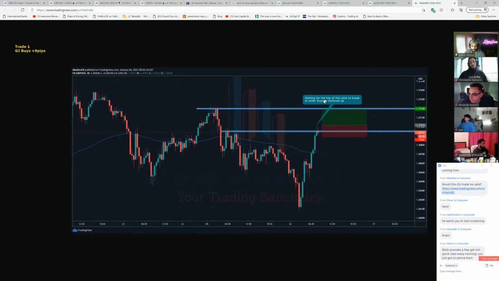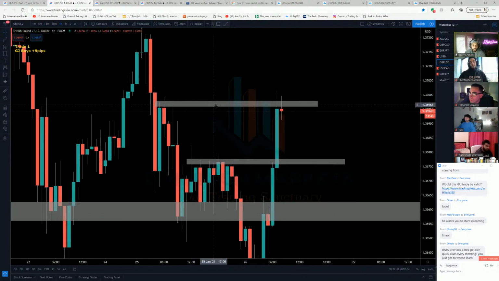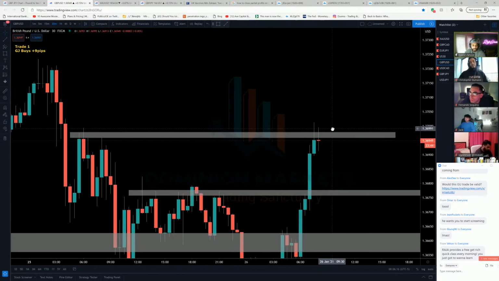All right, let's take a look at this GU chart. Waiting for the top of this wick to break to enter buys to continue up. Yeah, that's good because right now in GU we're basically rejecting this area. So waiting for price to break above these highs is going to be much better because you have a clean range here to the left hand side for price to play into.